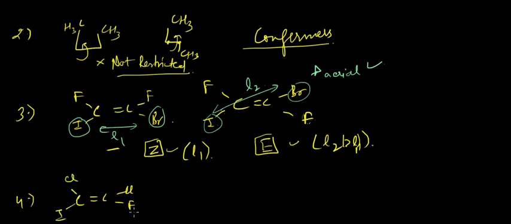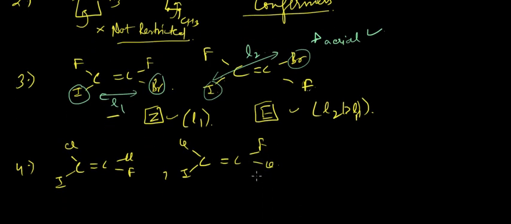We have some more examples. We have this one, and here the more bulky groups are I and Cl. In this case it would be Z, and here it would be E. Why? In one, the more bulky groups are on the opposite side, and in the other, the more bulky groups are on the same side.